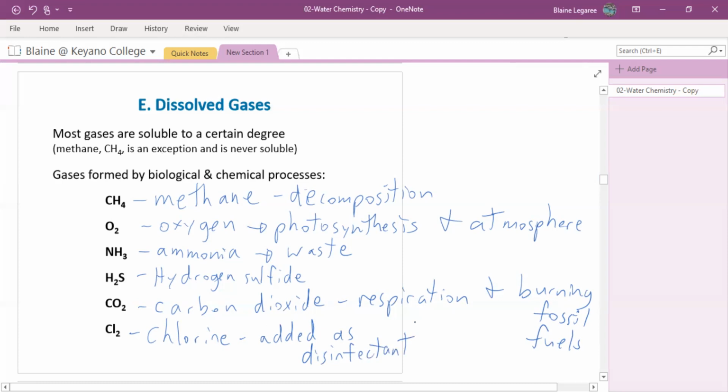So out of all of these, one of the ones that we're concerned the most about is oxygen because it's important for wildlife and fish. So we'll talk about that in a moment.